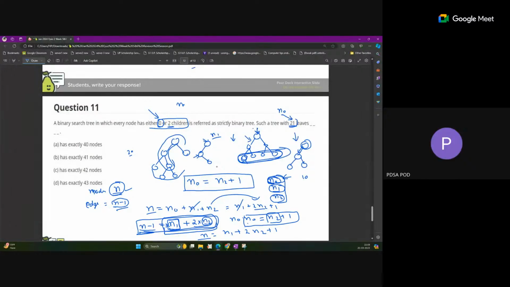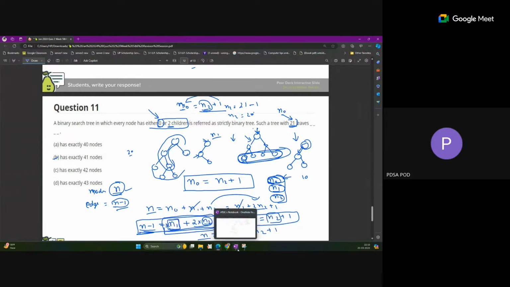And we have proved that N0 equals N2 plus 1, where N2 means the nodes with 2 children. This is a strict binary tree, so we have only 2 types of nodes: either leaves or internal nodes. The 1-child node is not there, so we can directly use this condition. N0 equals N2 plus 1. The N0 value is given as 21, so 21 minus 1 becomes N2, which is 20. Now 20 plus 21, just add both, you will get 41. The number of nodes with 0 children and the number of nodes with 2 children, add both, you will get the total number of nodes.